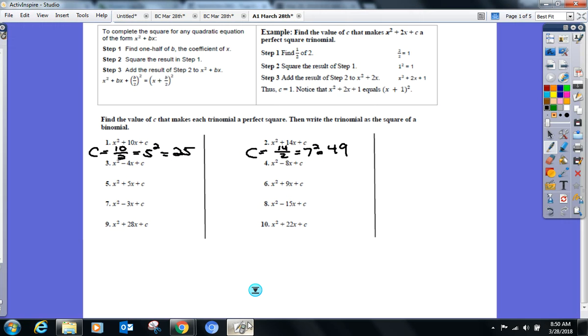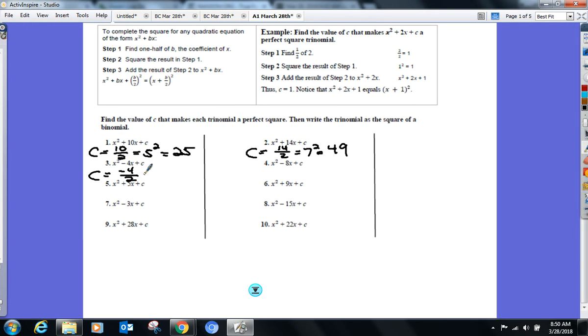22? Okay, B value. Divided by 2? No, you're right. I was just getting ahead of myself. Negative 4 divided by 2, negative 2, and then square it. 4. Because I'm squaring it at the end, all these C values should be what? Positive. Because if you square a positive or a negative number, the answer should be positive. So all these C values should be positive at the end.